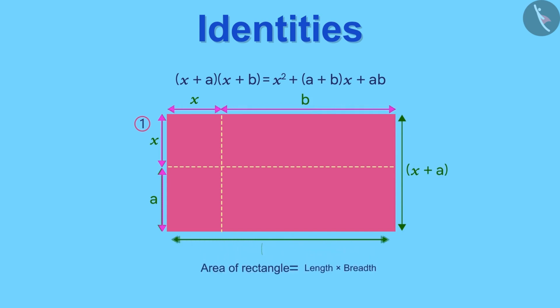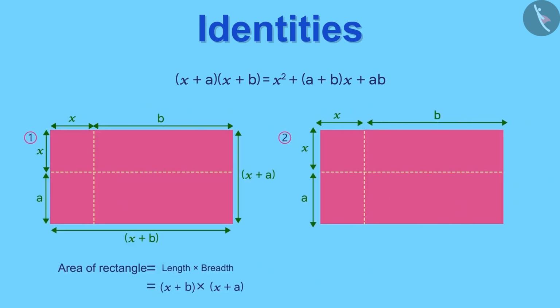Therefore, the total length of this rectangle is x plus b. So this is the length and this is the breadth. Substituting these values in this, we get this. Now, let us see the second way to find the area of this rectangle.